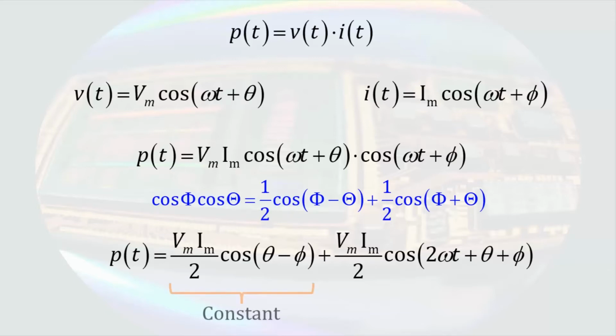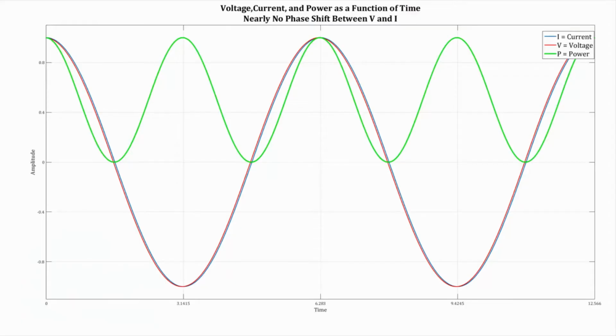That means there is a constant term that is dependent on the difference in phase angle between the voltage and current. And there is a time-dependent term at twice the angular frequency of the original signals. We saw that in the graphs we just looked at. When the difference in the phase angle between the voltage and current is 0, the cosine function is 1 and the power wave is shifted up by 1/2 times the product of the magnitudes of the voltage and current.